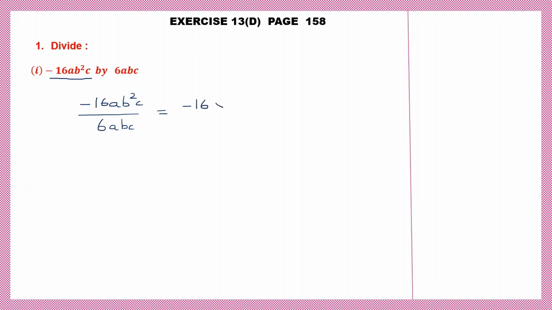16 into, I'm going to expand it all. So a into b square means 2 b's, b into c. Then I'm going to divide this whole thing by 6 into a into b into c. So I expanded everything. Now I'm going to cancel. If there's something that I can cancel, I'm going to cancel. So 16 and 6 are both divisible by 2. So I'm going to use 2 as my common factor. 2 8s are 16, 2 3s are 6.